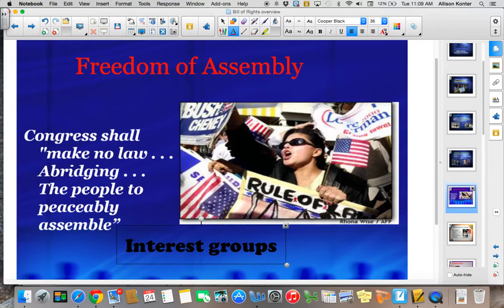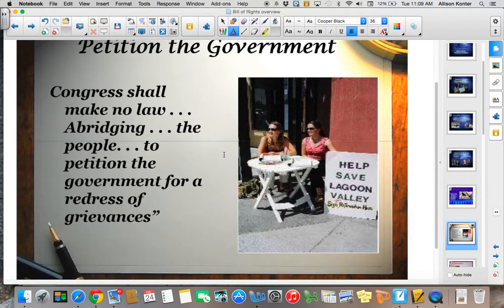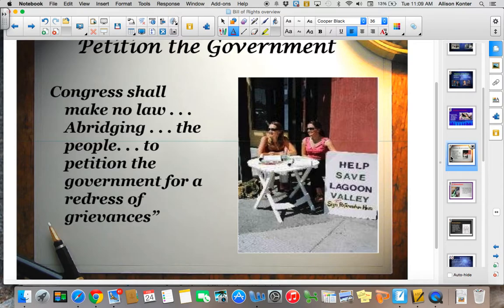And then finally, the First Amendment says that Congress shall make no law abridging the people's right to petition our government. So we have the ability to write a letter to our government or email or post somewhere or say out loud that we do not agree with what they are doing. Does this include threats? The answer is no. You are not allowed to petition the government with a threat, but you are allowed to peacefully say we disagree with this law that you are trying to pass.